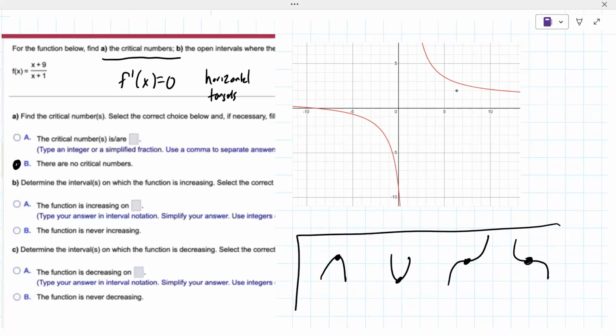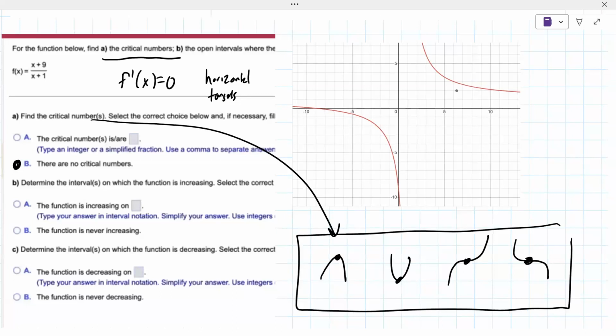There's none of these. These would be where your critical numbers would come from. You don't have any of those. Not a bad thing, it's just you don't have any.